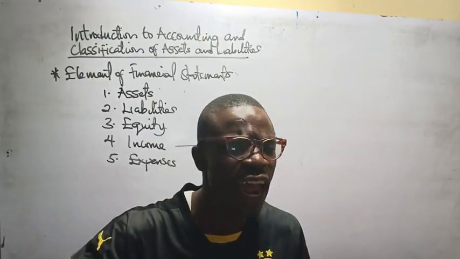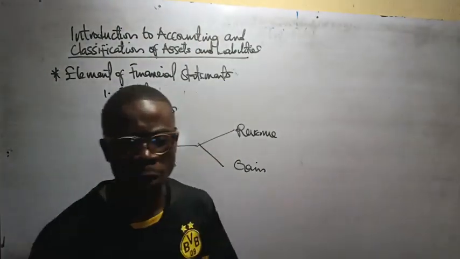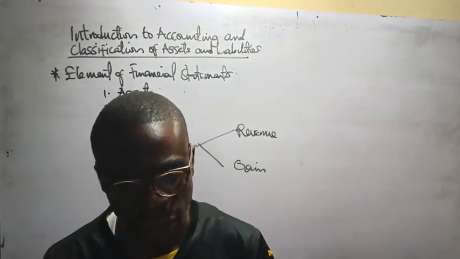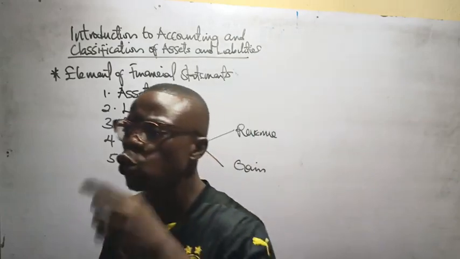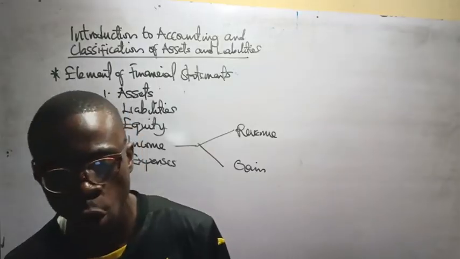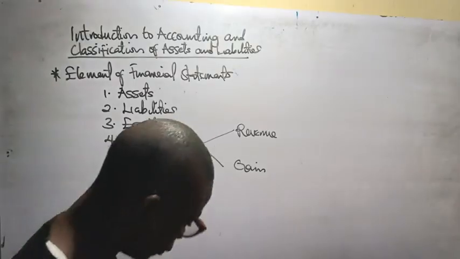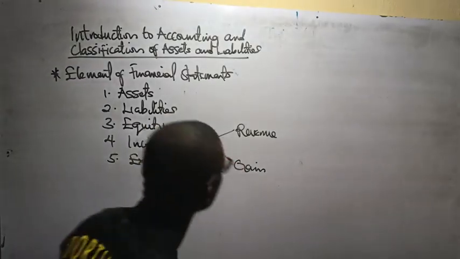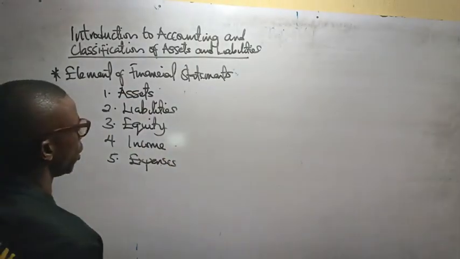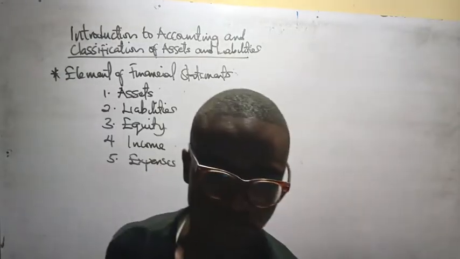So it will not be regarded as revenue. It will be regarded as a gain, because the income we derived from that act is not directly related to our main course of operation or our primary course of doing business. And that's what we mean by gain. So let's move on to expenses now. What do you mean by expenses?